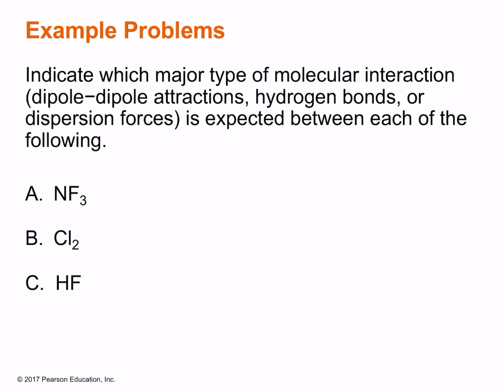So here are some examples. Indicate which major type of interactions, whether that's dipole-dipole, hydrogen bond, or dispersion forces, are expected to occur between each of the following molecules. What I would always do first is draw the Lewis structure, because we need to know, are these molecules polar or nonpolar? So let's try the first one, nitrogen trifluoride. We look at our HONC rule, and we see nitrogen can make 3 bonds. Fluorine is a halogen and can only make 1. So our nitrogen will go in the middle, and we're going to end up with our fluorines around the outside.